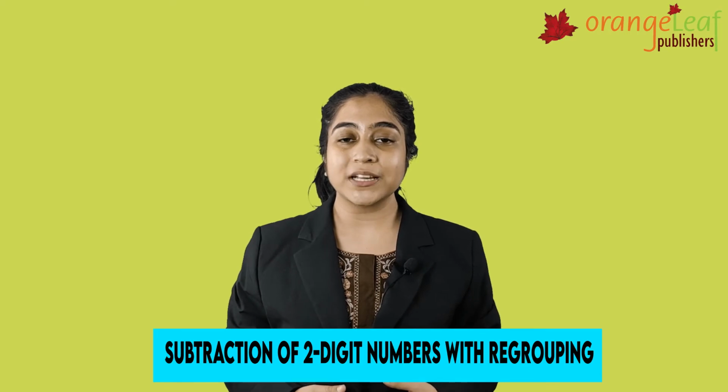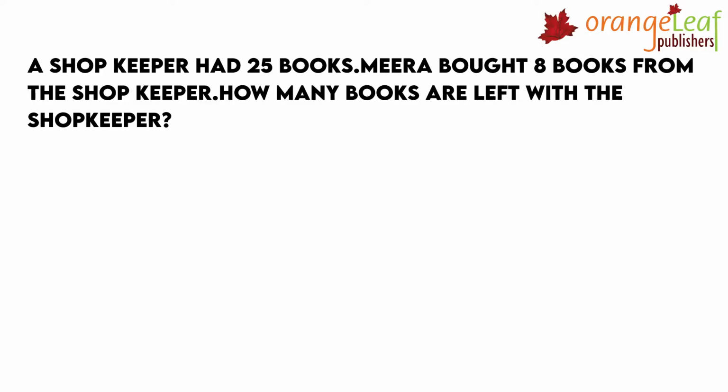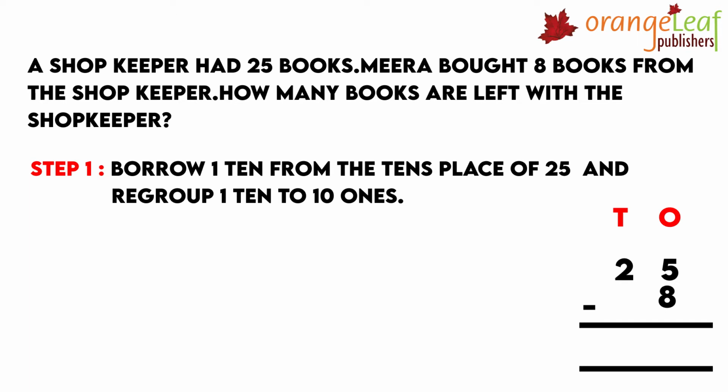Subtraction of two-digit numbers with regrouping. A shopkeeper had 25 books. Meera bought 8 books from the shopkeeper. How many books are left with the shopkeeper? Step 1. Borrow 1 ten from the tens place of 25 and regroup 1 ten to 10 ones.